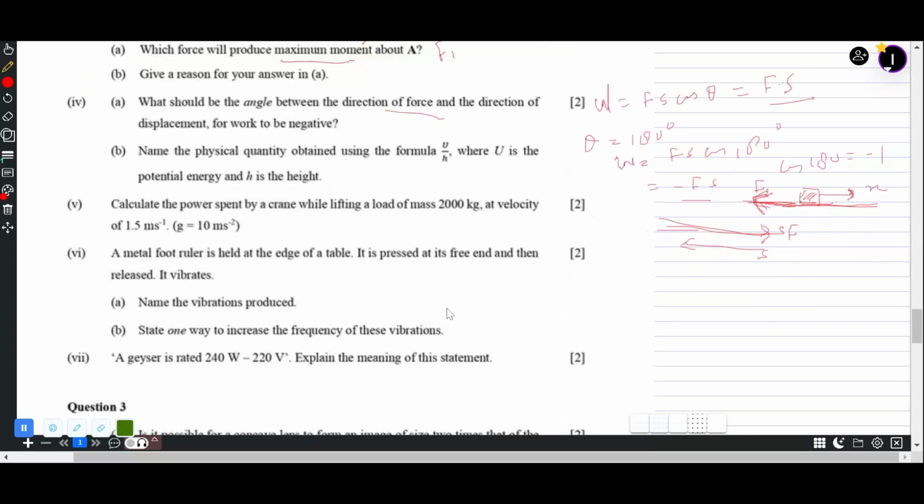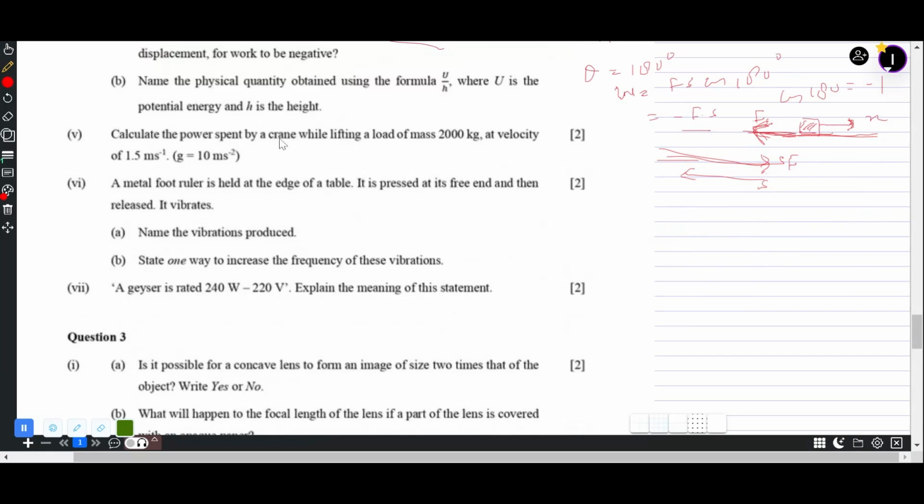Now next, calculate the power spent by a crane while lifting a load of 2000 kg at velocity 1.5 meter per second. What is power? Power is F into V. Force is 2000 kg into 10, that is gravitational acceleration, W is equal to mg, and V is 1.5. So that makes it 20,000 into 1.5, which is 30,000. SI unit: 30,000 watts or joule per second.